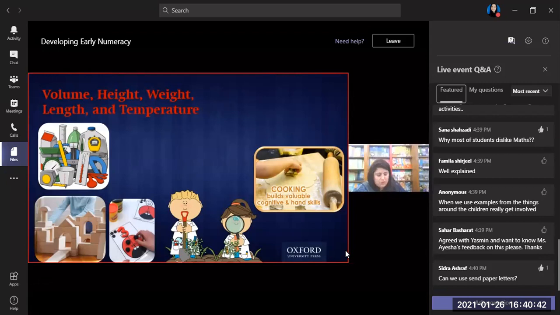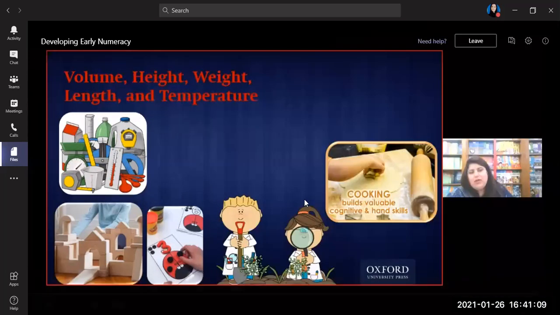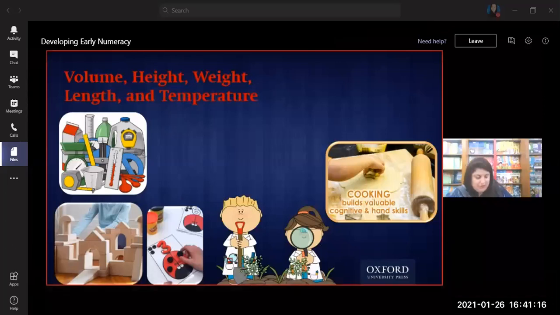So children can be involved in block building, in cooking, craft, science experiments, and other experiences that involve measurement, so that they are actually able to understand the concept of measurement in a deeper sense. So we can look for opportunities to help children make comparisons with all these materials and stuff, and we can develop our own activities also, so that they are comfortable with the idea of volume, height, weight, length, and temperature.